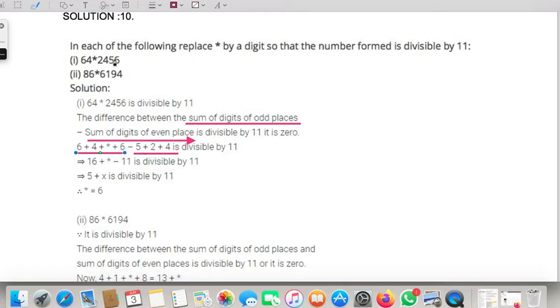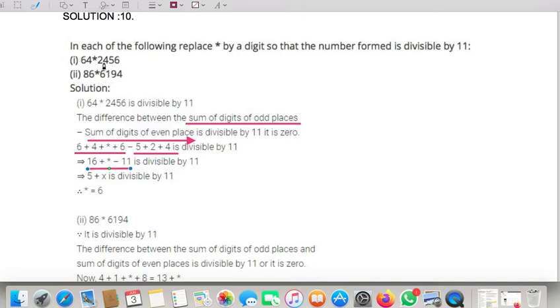Starting from here, 6 is odd. Next, 6 plus 4, 10. Next odd digit, 6 plus 4, next star, and the last is 6. So 6 plus 4, 10, 10 plus 6, 16. 16 is what we get, plus star as it is, because that is at odd place only. Now I have to see the even place digits. To find the difference, before that we need to find the even place digit sum.